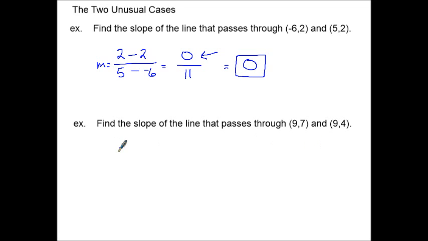Okay, now if we do it with the other example here. Well, you probably already figured out what it's going to be, but just to show you the work here. I'm going to do y2 minus y1, so in this case it's 4 minus 7. And then x2 minus x1 is, well, sort of coincidentally, but not really, 9 minus 9. Alright, so then I do my subtractions. 4 minus 7 gives me a negative 3, 9 minus 9 gives a 0.